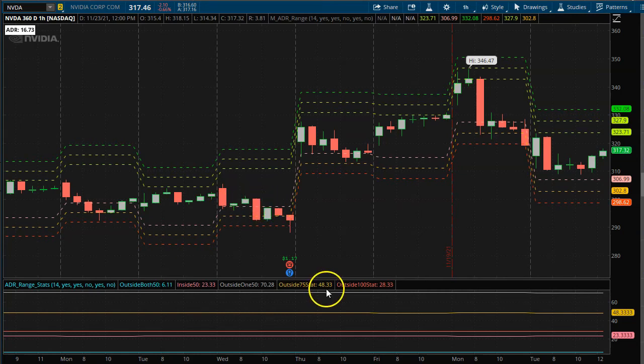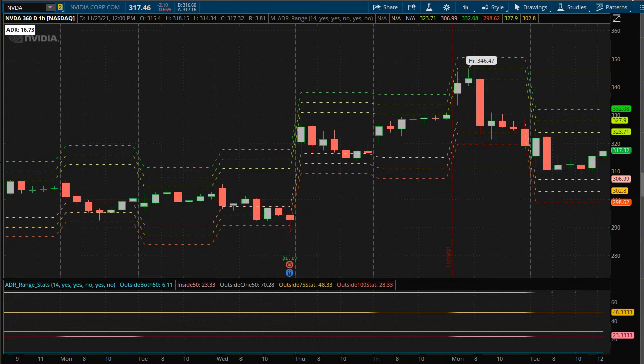48% of the time, we can expect to see that the price will break the 75% ADR line. That's this middle line here, or this upper green line here. And you can see that on this day it broke the lower one. And then lastly, you can see at 28% of the time it'll break the 100% ADR mark. So that would be this line here.